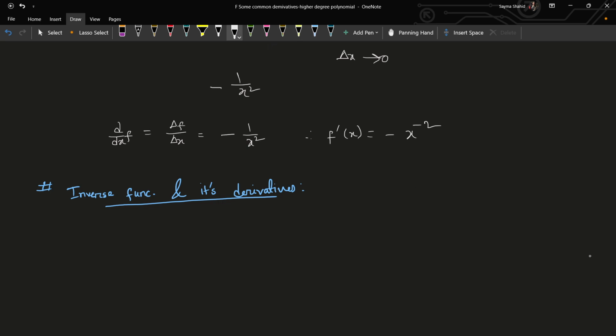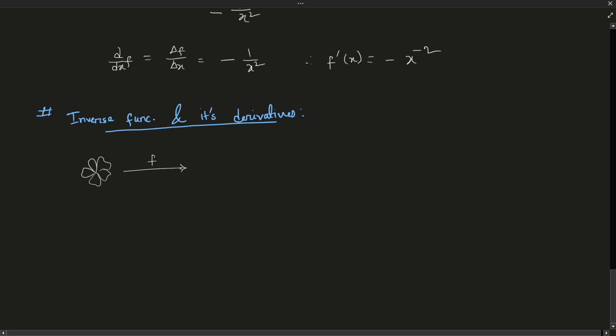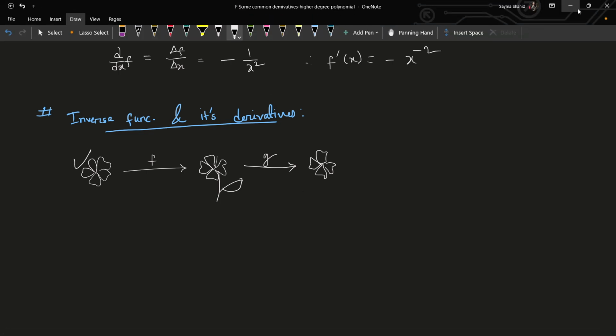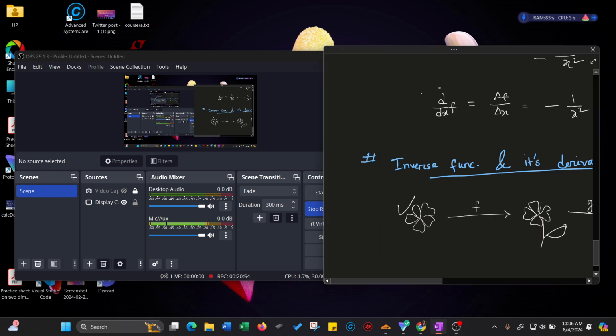Suppose we had a flower and then it went through a process. Then the flower has a leaf, and then it went through a process and we got back our previous flower.